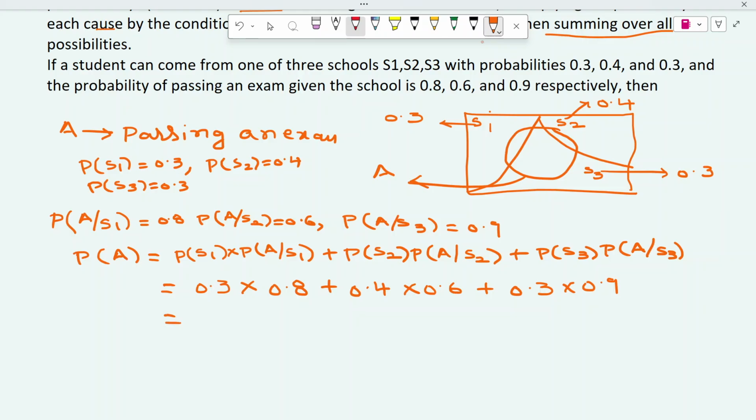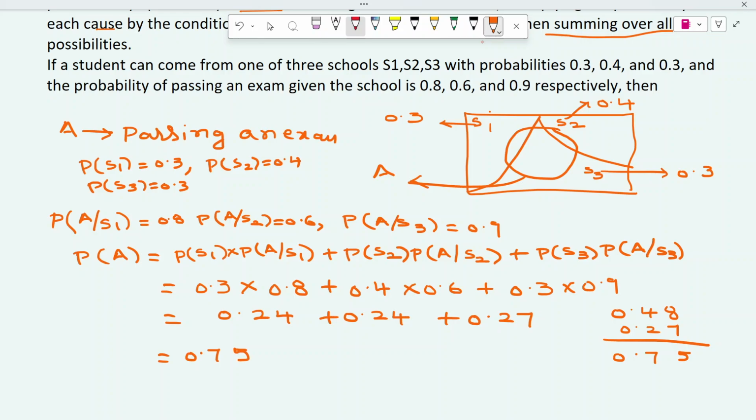So it is 0.24 plus 0.24 plus 0.27. So 0.48 plus 0.27 is 0.75. So we can say it is 75%. So the probability of a student coming from one of these schools and passing the exam is 75%.